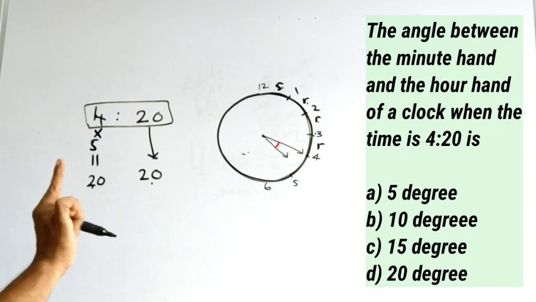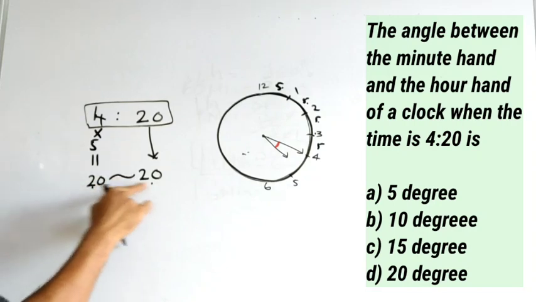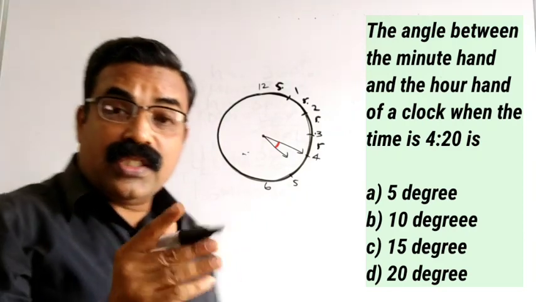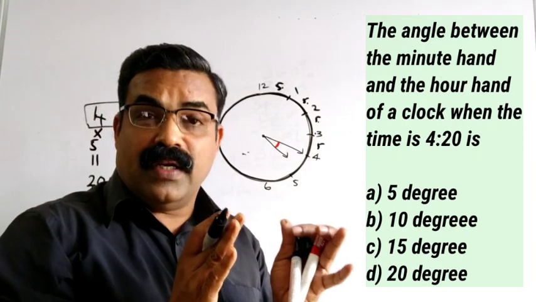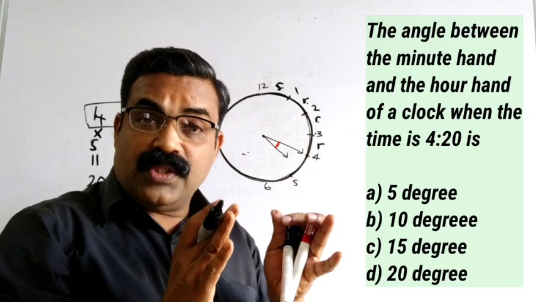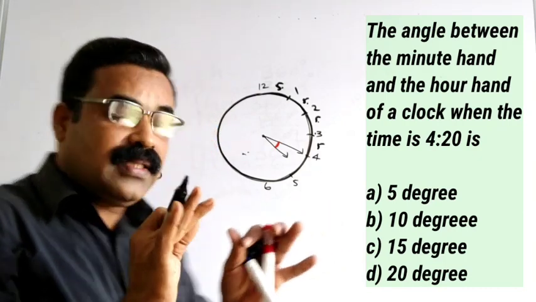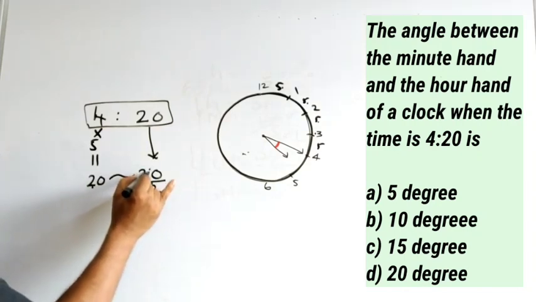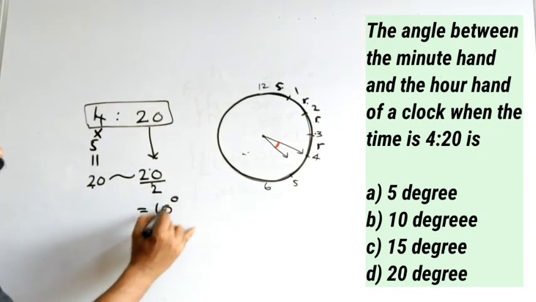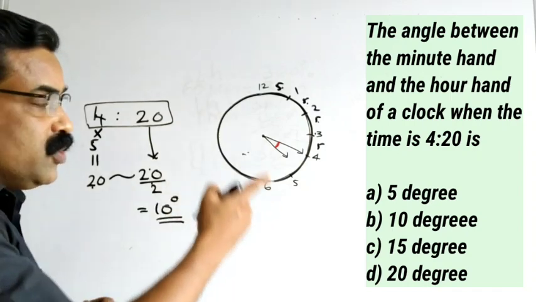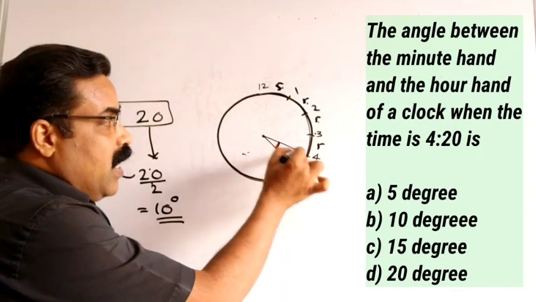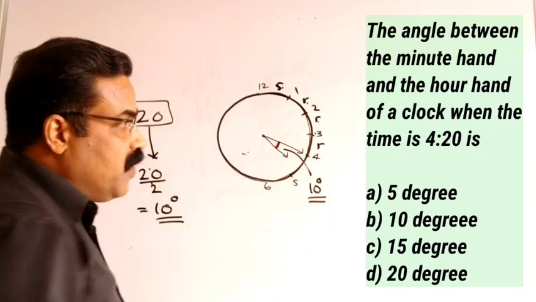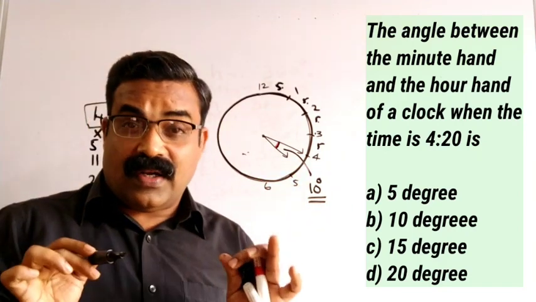Students, understand it very clearly. If the difference between these two numbers is 0, there is no difference between these two minutes, the answer is obtained just by dividing this by 2. So when you divide this number by 2, you get 10 degrees. So 10 degrees is the answer. The angle between these two needles will be 10 degrees. So from the given options, you can mark the correct answer.